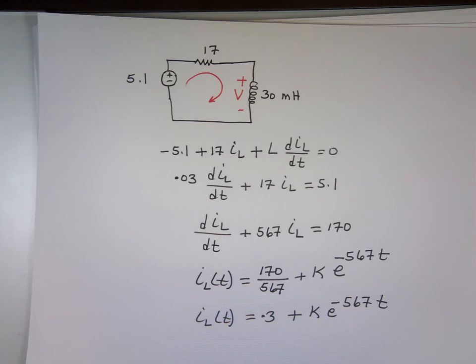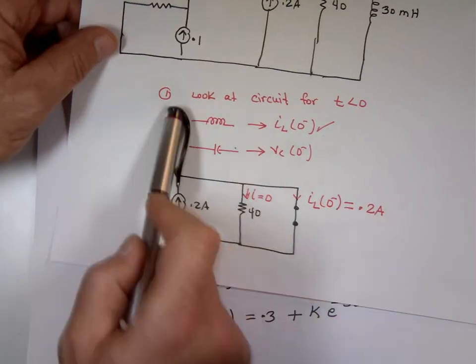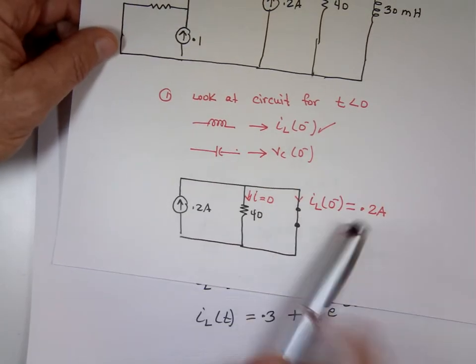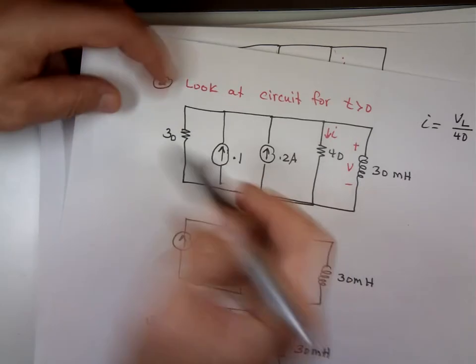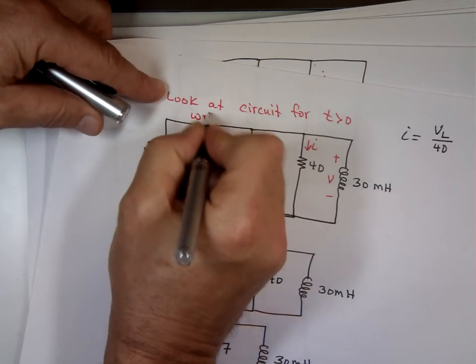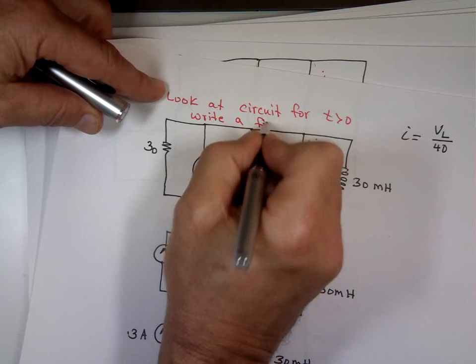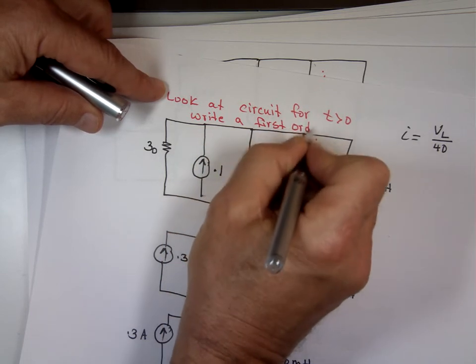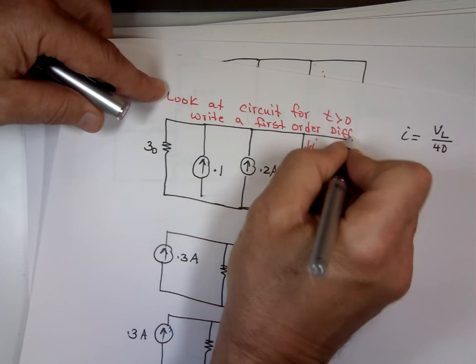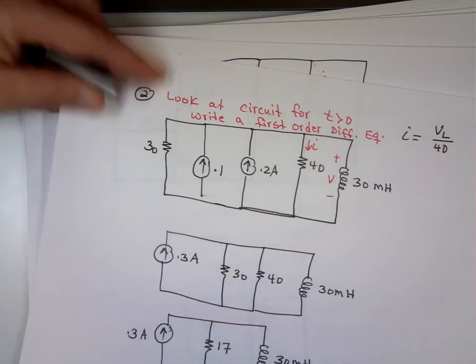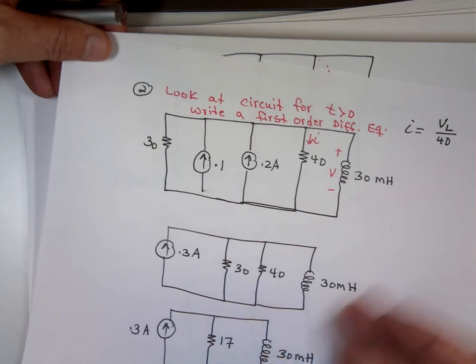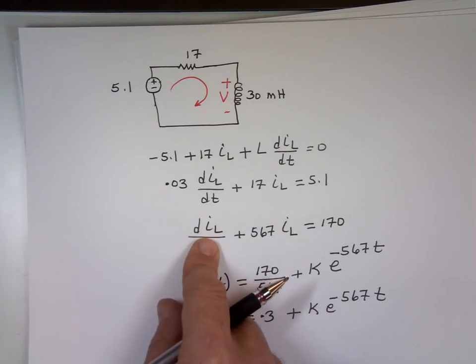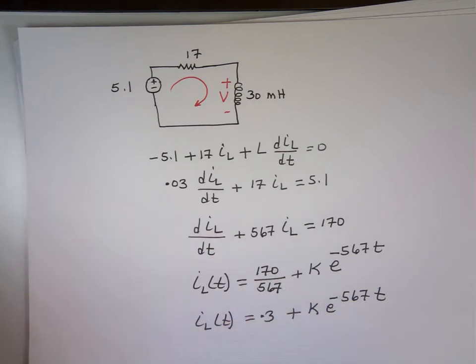I'm not done with it, but let me go back and recap. What was my first thing? I looked at the circuit for t less than 0, and I got the current at 0 minus. Then I looked at the circuit for t greater than 0. What I should have said here: write a first order differential equation. It doesn't matter if you have a capacitor or inductor. If you have an inductor, your differential equation will be in terms of the current. If you have a capacitor, it will be in terms of the voltage. So now you get your solution.